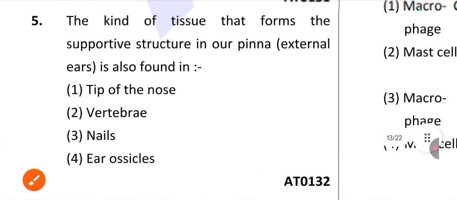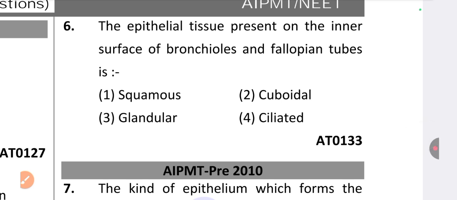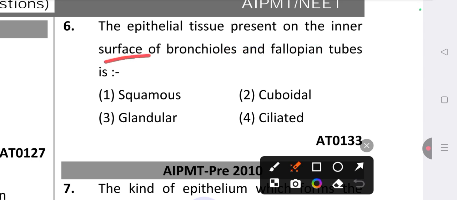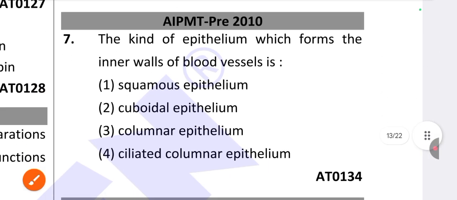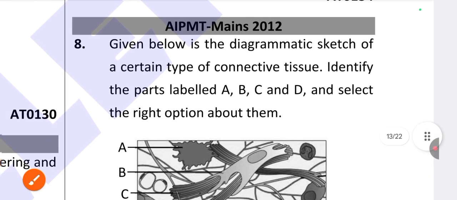Next comes the sixth question here. These all belong to 2009 PYQs. Next, the epithelial tissue present on the inner surface of bronchioles and fallopian tubes is ciliated epithelium. Next, 2010 PYQ: the kind of epithelium which forms the inner walls of blood vessels is squamous epithelium. Next, eighth question, from 2012.